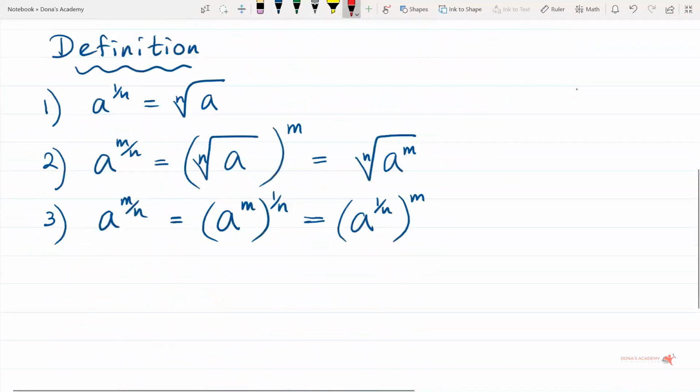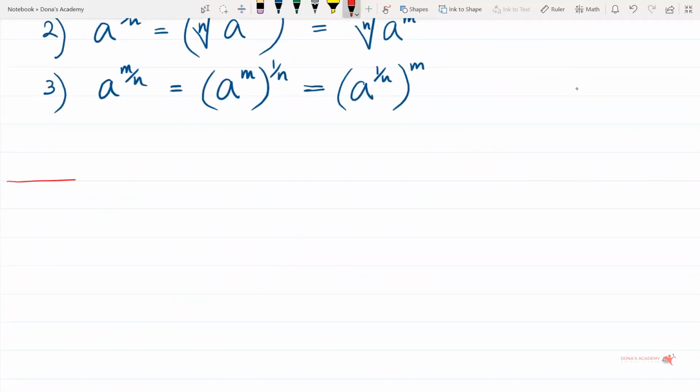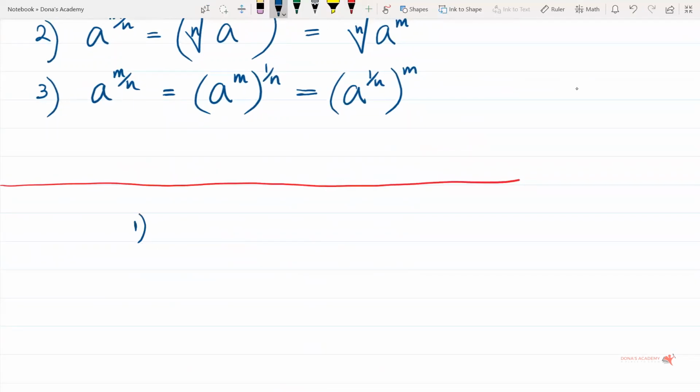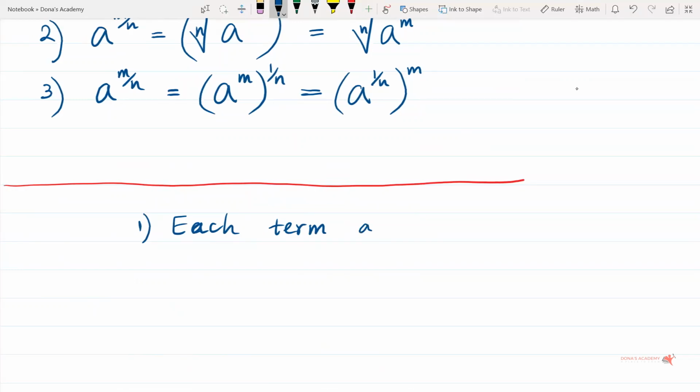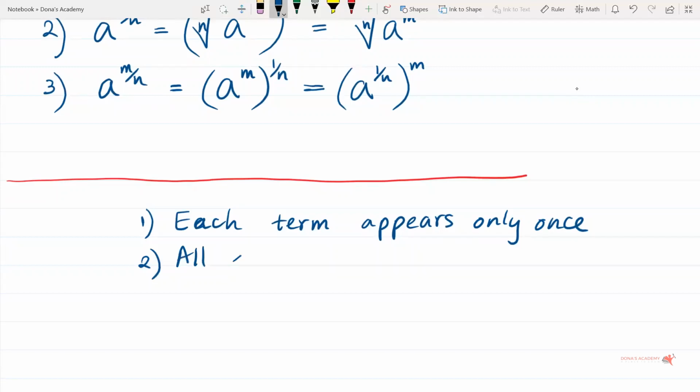Now, what are the conditions for simplifying expressions with positive integer exponents? The first one is that each real number or each term should appear only once. For example, there cannot be two x's. X can't be in two places. Y can't be in two places. Each term appears only once. And the second condition is all exponents are positive. You have the same conditions for simplifying expressions with rational exponents. All exponents are positive.